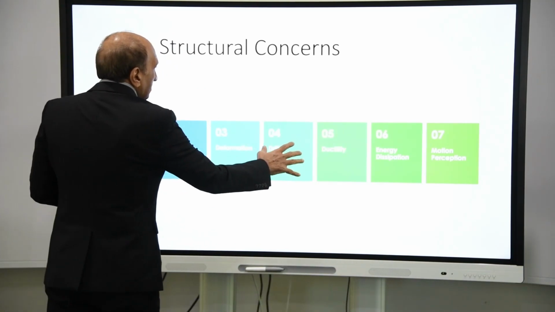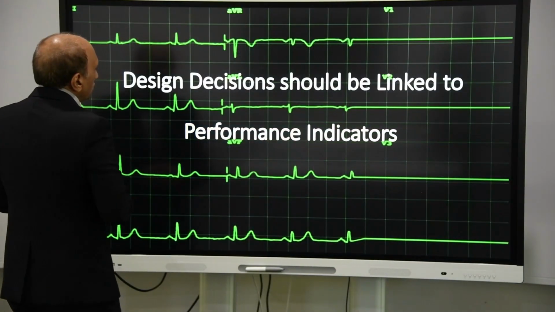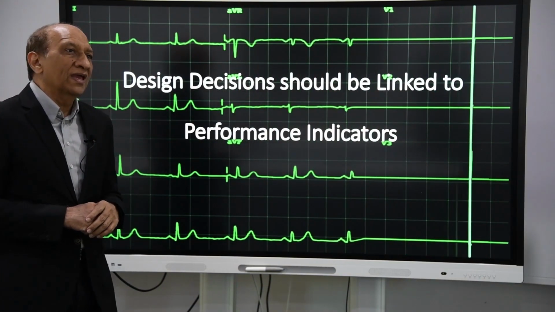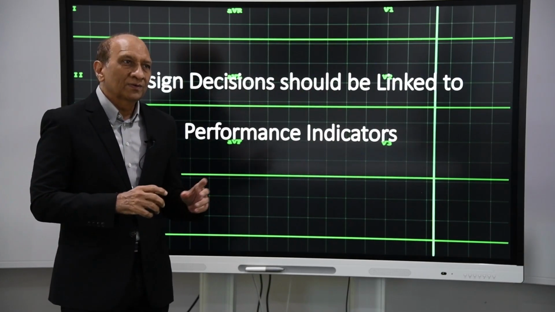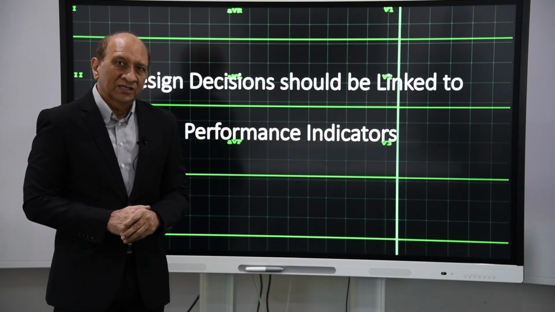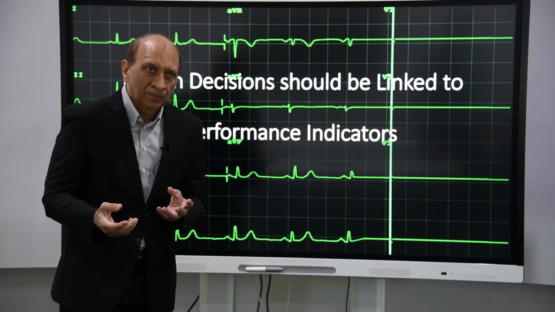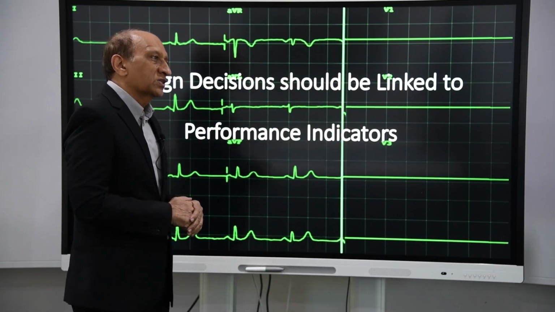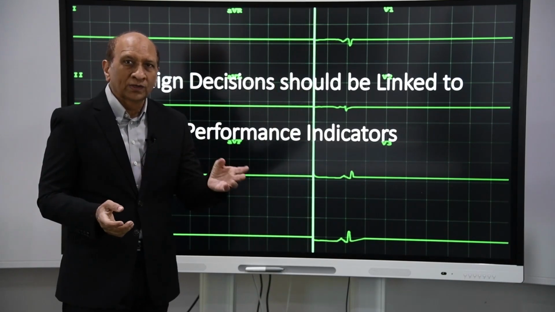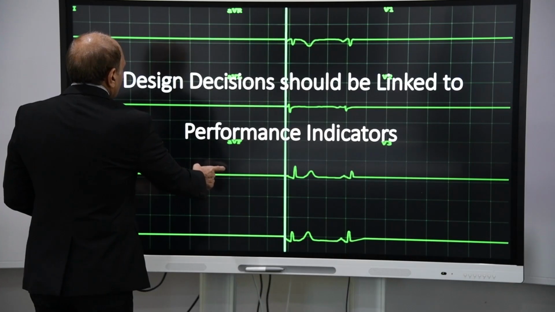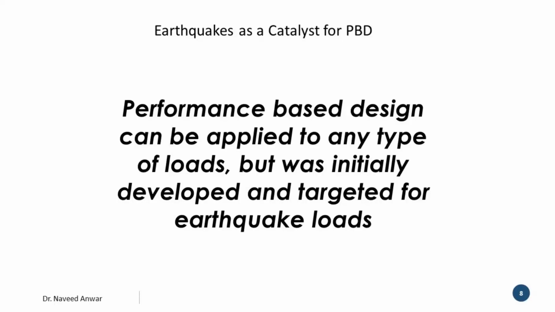So let's take that as the basis and move on to design decisions that should be linked to performance. How do we make decisions in design that will be linked to performance and to give us those 7 indicators that I mentioned? There has to be a way of doing that. Not simply saying that I'm following the code procedures or code specifications or code guidelines or zoning and whatnot. We have to be able to explicitly link that with each other. Earthquake was actually a catalyst for starting performance-based design in structural engineering.